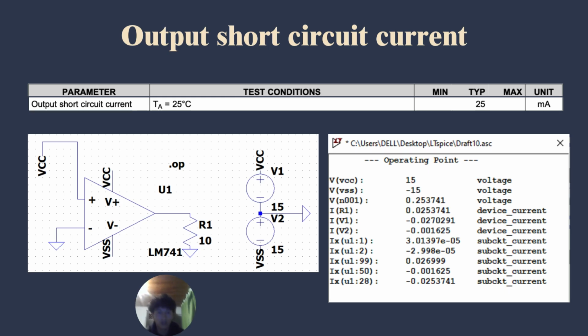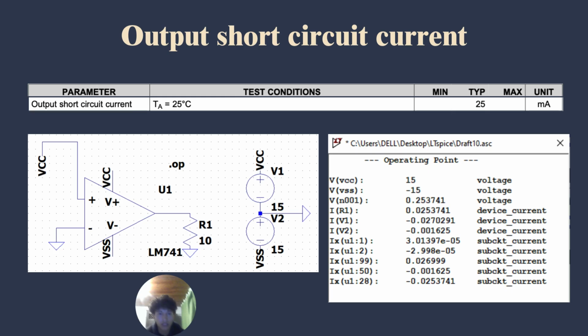The output short circuit current. The output short circuit current of an operational amplifier refers to the maximum current that the op-amp can supply when its output is directly shorted to ground or one of the power supply rails. This parameter is important in determining the current driving capability of an op-amp and its protection mechanisms against excessive current draw. In normal operation, an op-amp is designed to drive a specific load of resistance, and its output current is typically limited by internal circuitry.